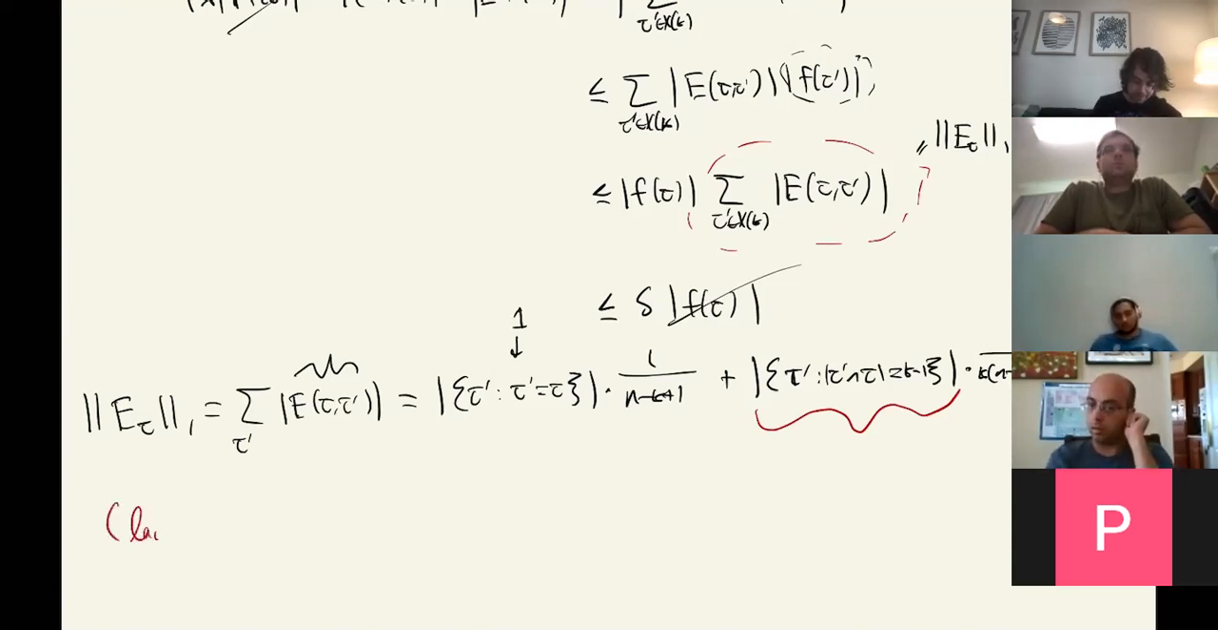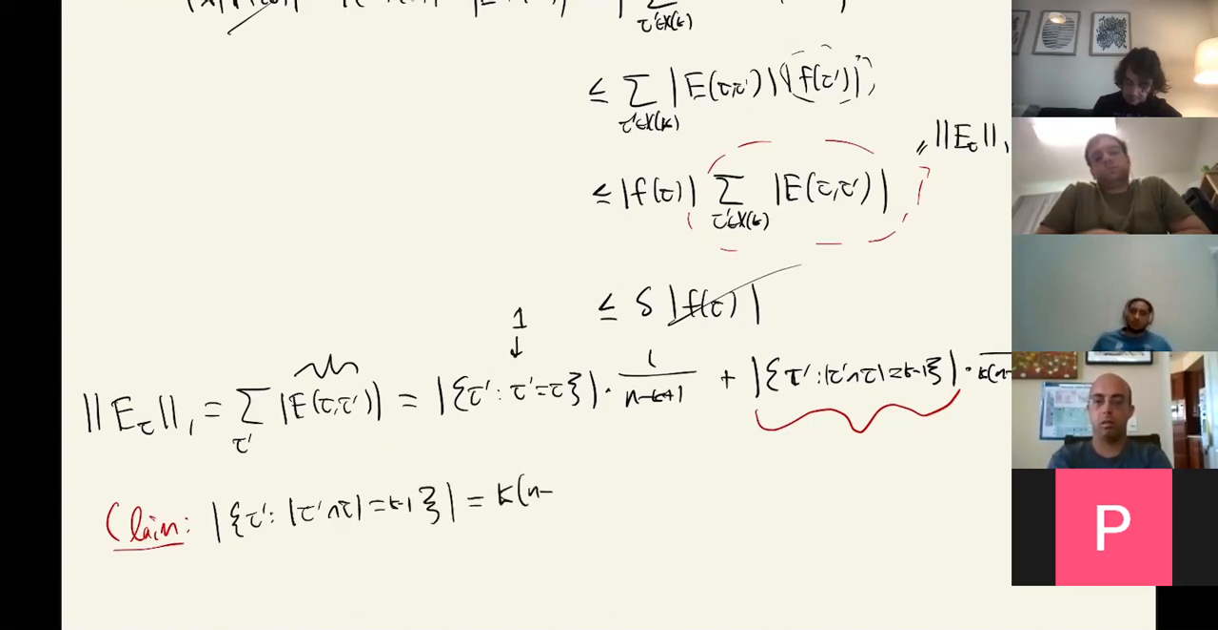And I'm going to claim, and I'll leave formally proving this as an easy combinatorial exercise, that this value, the number of tau prime such that tau prime intersects tau in k minus 1, is actually equal to k times n minus k. And okay, I'll tell you informally why this is. I'll leave the formal proof up to you.